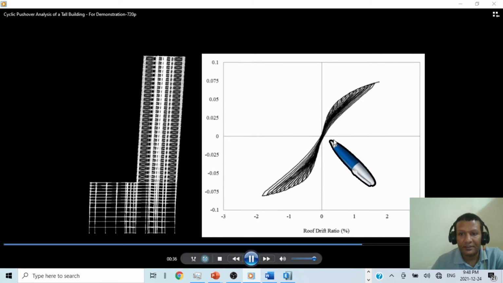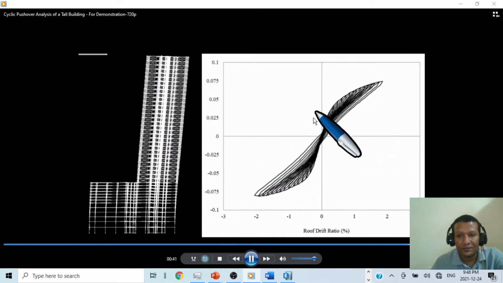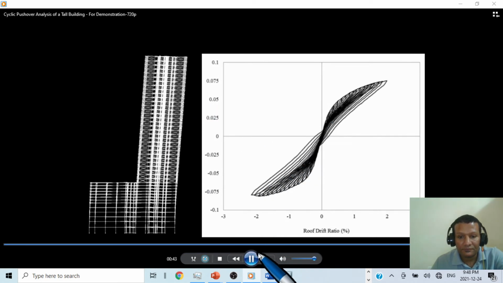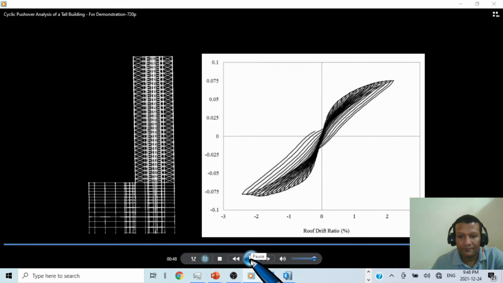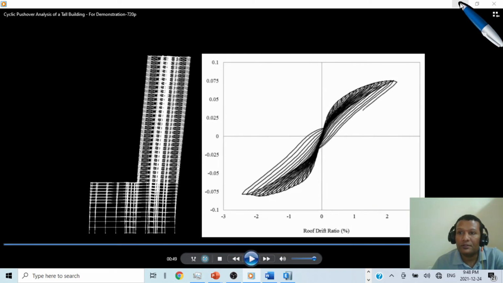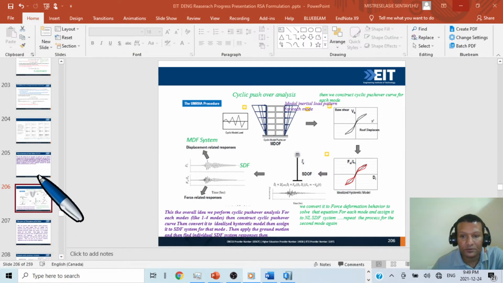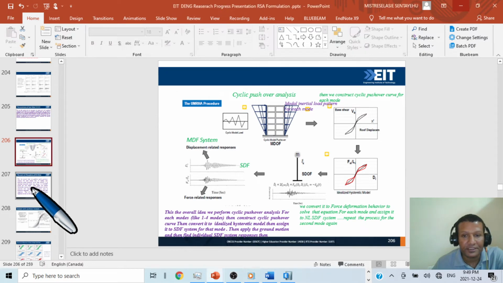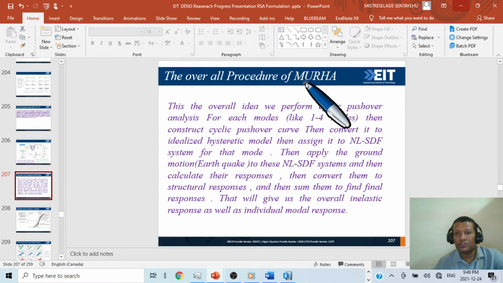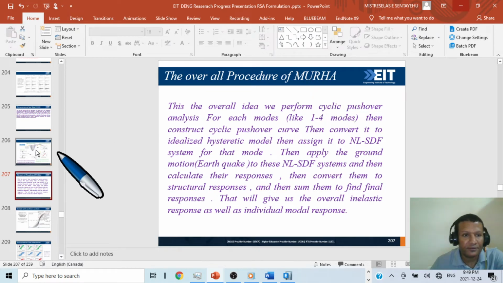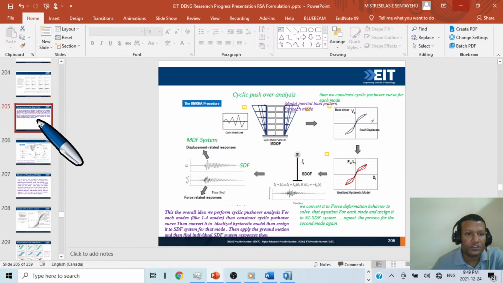That is the idea. So in ETABS, I didn't find this thing, but Perform 3D, I think it will perform for you, just if you use manual calculation. But I will show you this time, software is very easy. Okay, the overall procedure of UMRHA procedure.